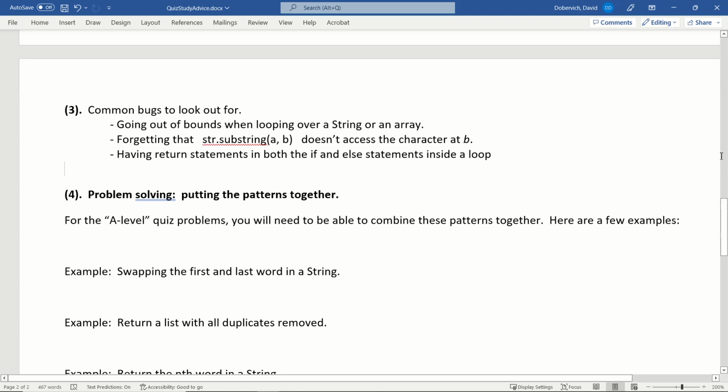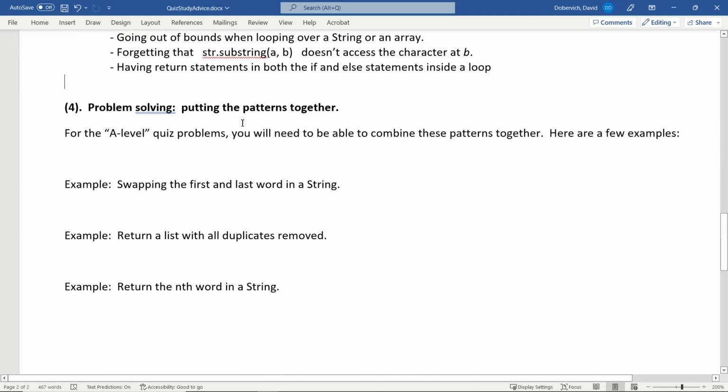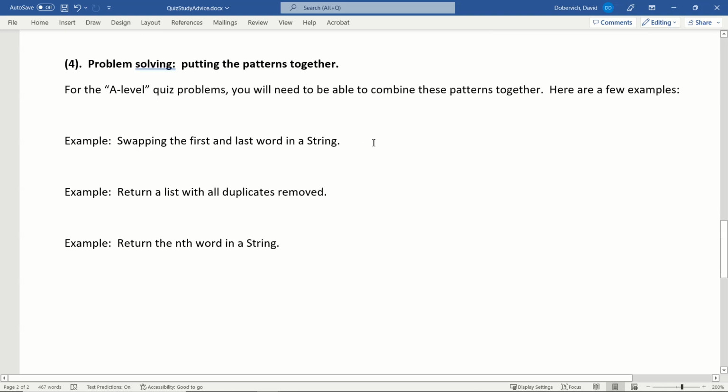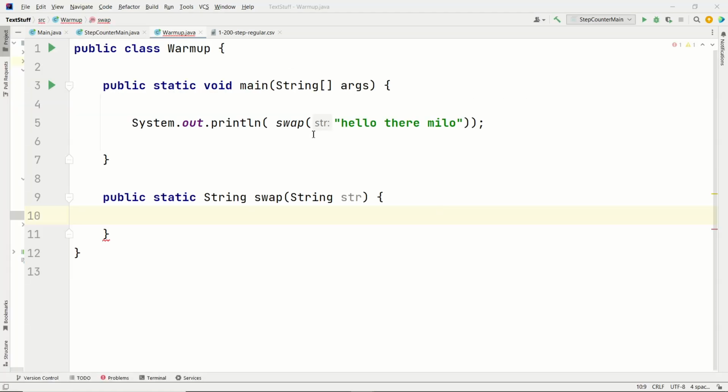Okay. So then, for the A-level kinds of quiz problems, for the most difficult kinds of quiz problems, you're going to be asked to put together the common patterns in different ways, and combine several together. And we've done a few examples of these, and so I just wanted to show you what they were. So one that we did in class was swapping the first word and last word in a string. So for example, if the input is hello there Milo, we would output Milo there hello. If it was hello there my Milo, then the output would be Milo there my hello. So we just swap the first word with the last word.